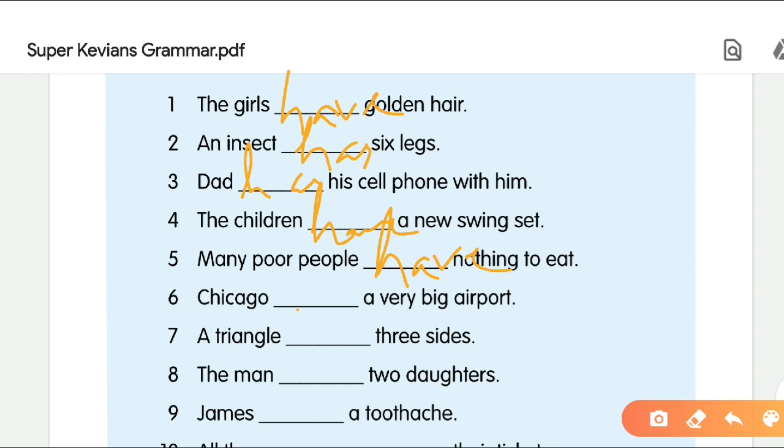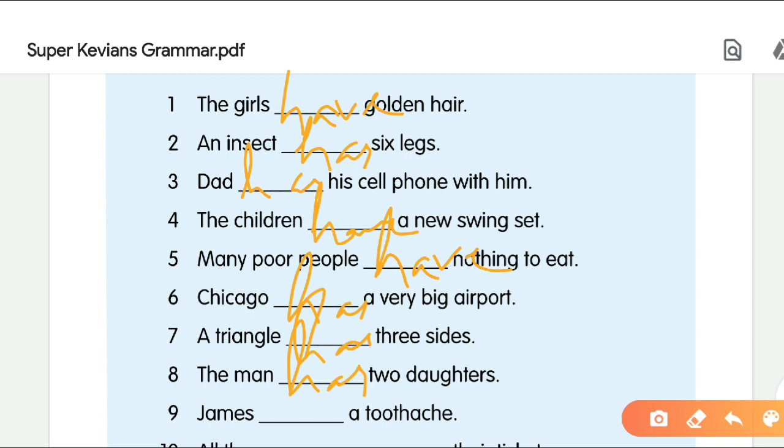Many poor people have, many are there. Chicago has, Chicago is a single city. A triangle has, a single triangle. The man has, a single man. James, it is a name here. That's why we will write James has. So after third person singular number we will use has.